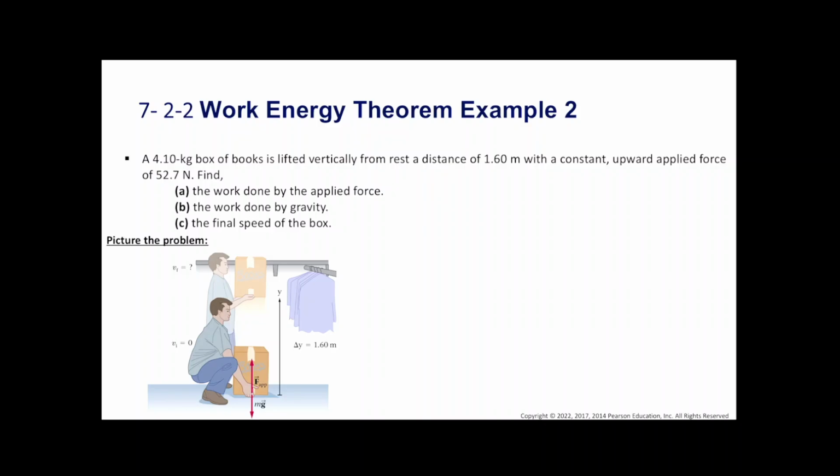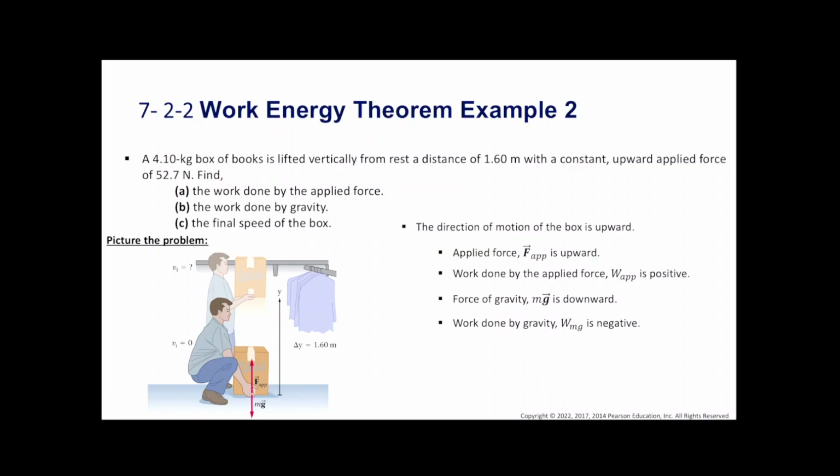Now the direction of motion of the box is upward because he is lifting the box. Therefore the applied force is in the upward direction, and because of that the work done by the applied force should be positive. Then the force of gravity is always vertically downward. Therefore mg is vertically downward, and the work done by gravity should be negative because he is lifting the box, so the work done by gravity is in the opposite direction, therefore it is negative.